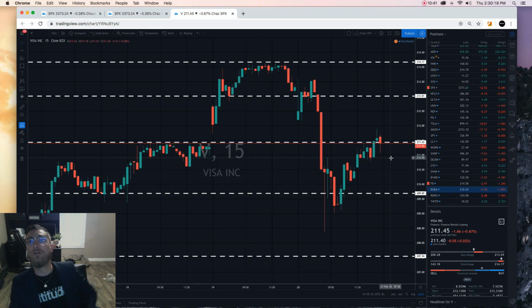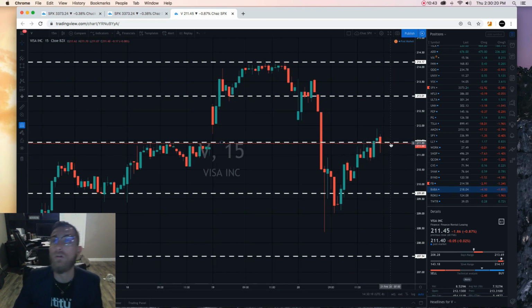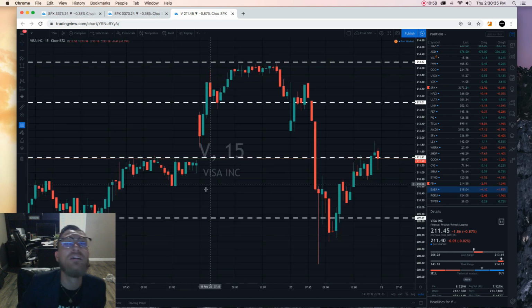So the level we need to hold tomorrow is 211.43. If we hold that, I like it long to 213, then 214. If we lose 211.43, we likely retrace this flag they were trying to make down to the mid 209s. And if we lose that mid 209 level, then we see the mid 207s to fill this gap from Valentine's Day. That's what I see on Visa.